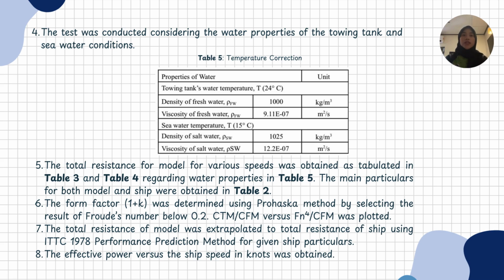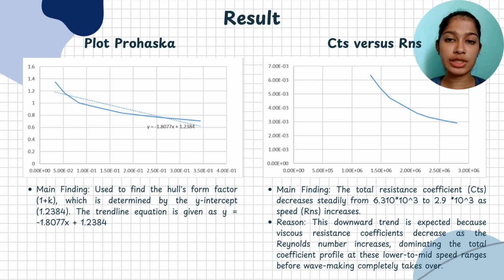Seventh, the total resistance of the model was extrapolated to the full-scale ship using the ITTC 1978 performance prediction method for the given ship particulars. Finally, the effective power versus ship speed in knots was obtained. Next, we will be moving to the result part. First is the Prohaska plot.